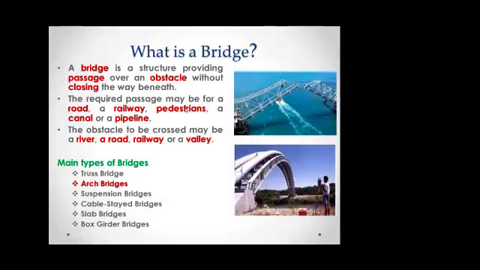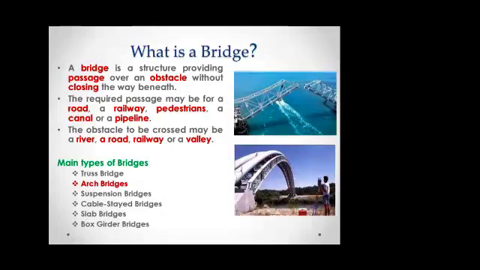The required passage may be for a road, a railway, pedestrians, a canal, or pipelines. It can be used not only for roads and railways, but for the movement of people, and it can also be provided for a canal and a pipeline. The obstacle to be crossed may be a river, a road, a railway, or a valley. To have no obstacles to the free flow of water, roadways or railways, we construct a member called a bridge.